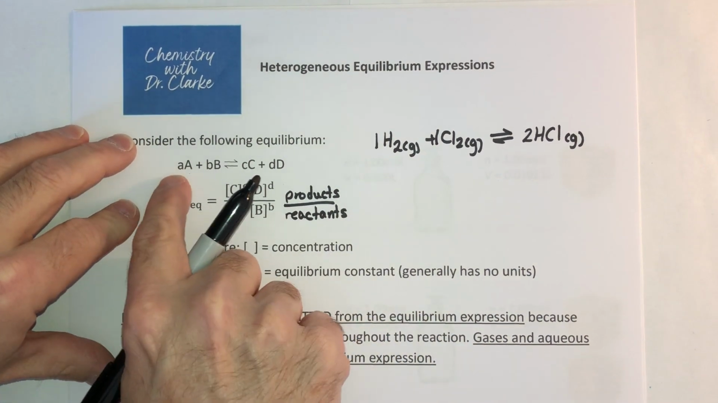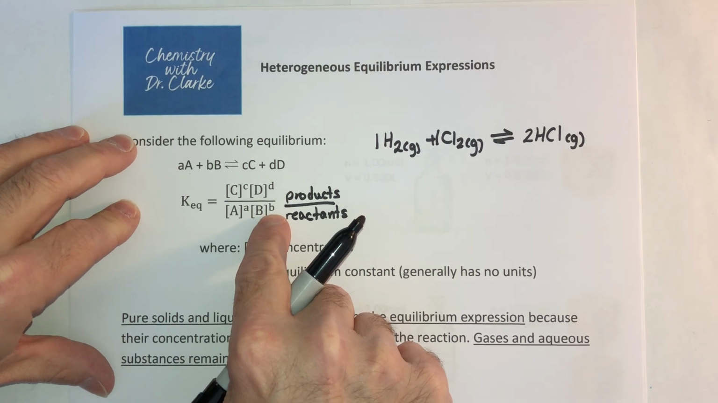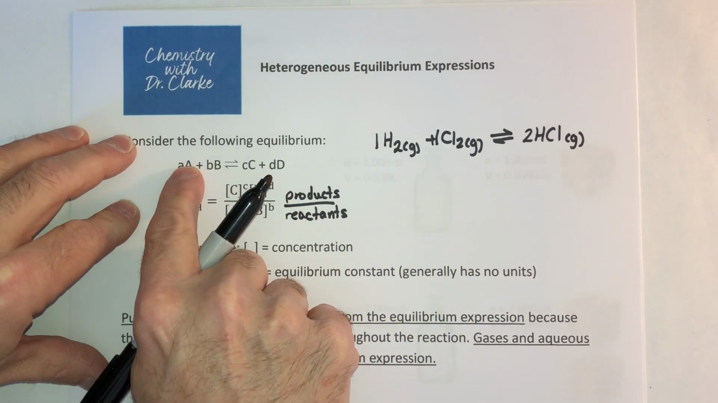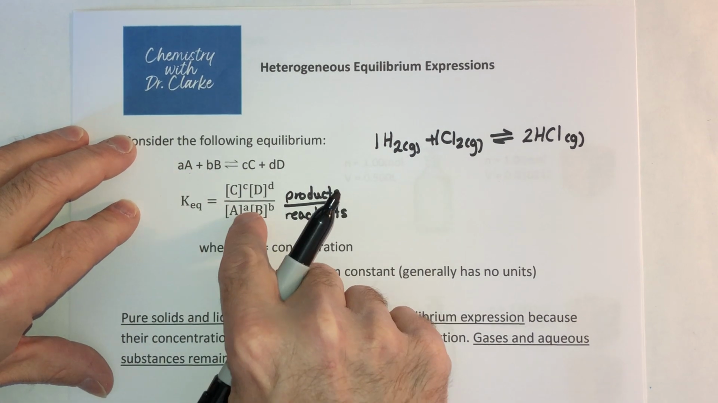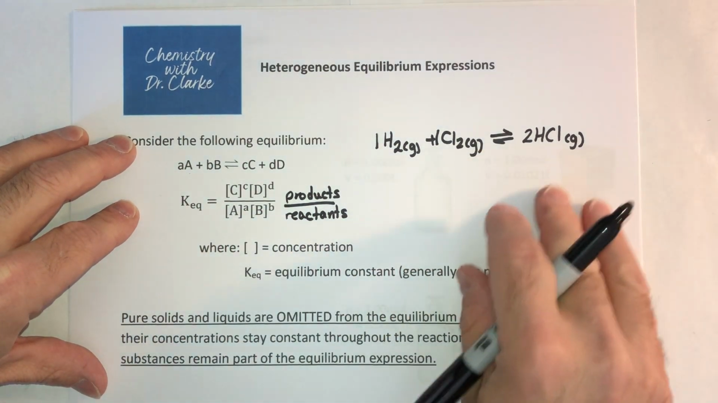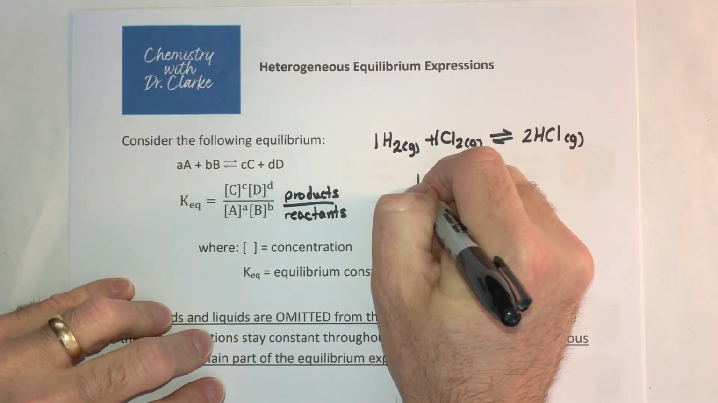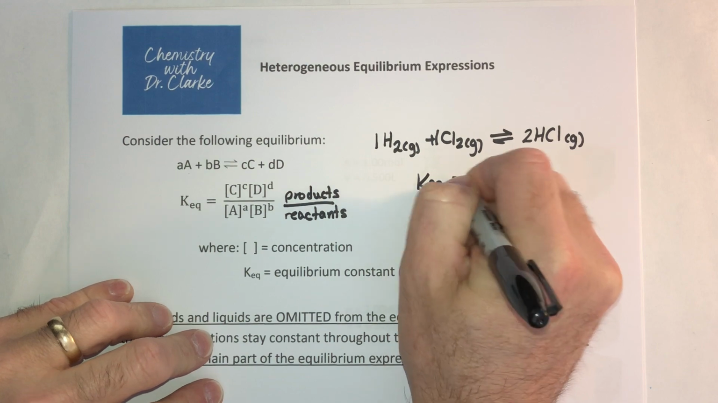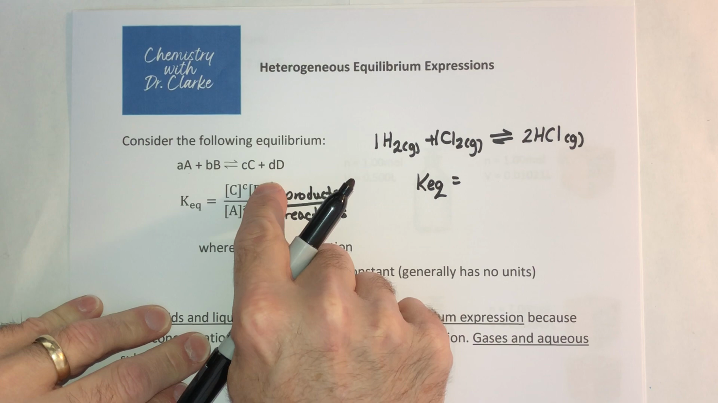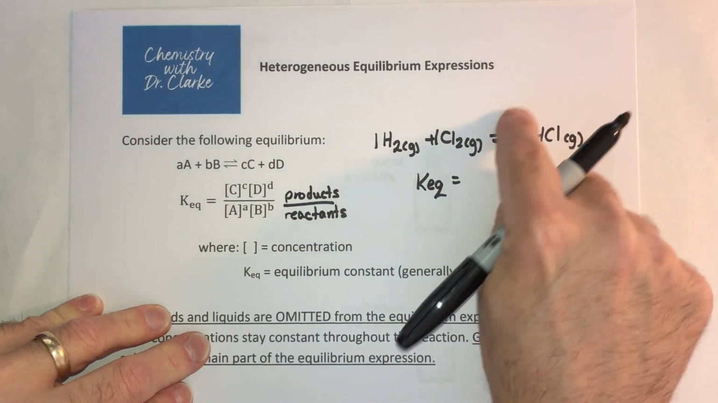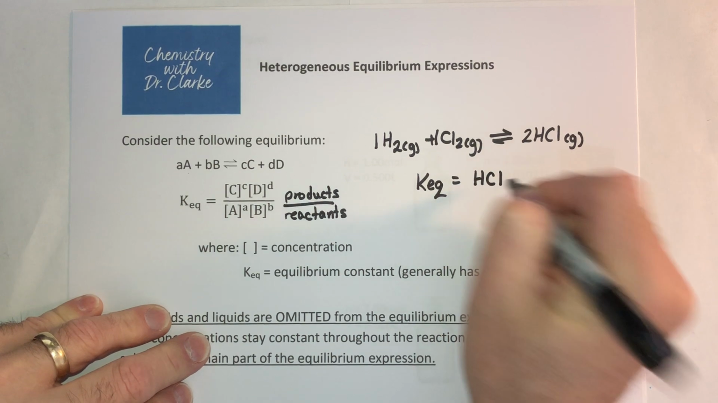The numbers that we use to balance, the coefficients, they become powers in this expression. So if A is the chemical, little a is the number, that becomes the power. Maybe a little easier to see it in an actual example. So if we write our equilibrium constant, Keq, we're going to put products in the top, right? C and D are products, products go in the top. Here we only have one product. The only product is HCl, so HCl.